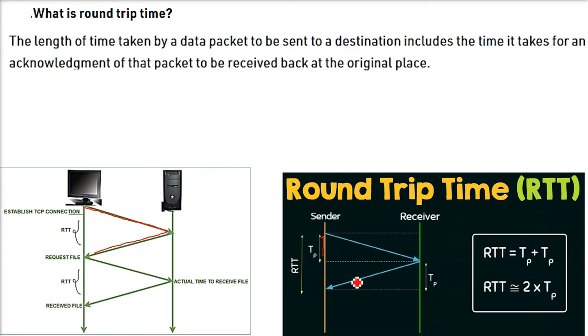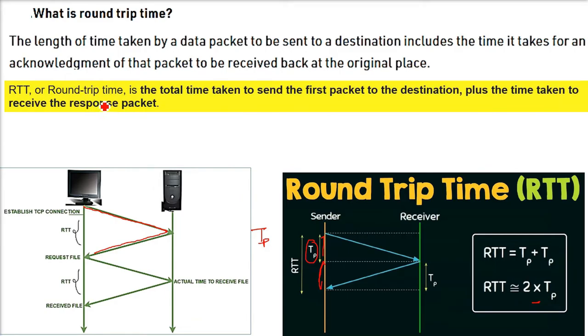So for example, T sub P is the time. One hop and coming back, another hop, 2 TP is the round trip time. So RTT or round trip time is the total time taken to send the first packet to the destination plus the time taken to receive the response packet. This is the RTT.